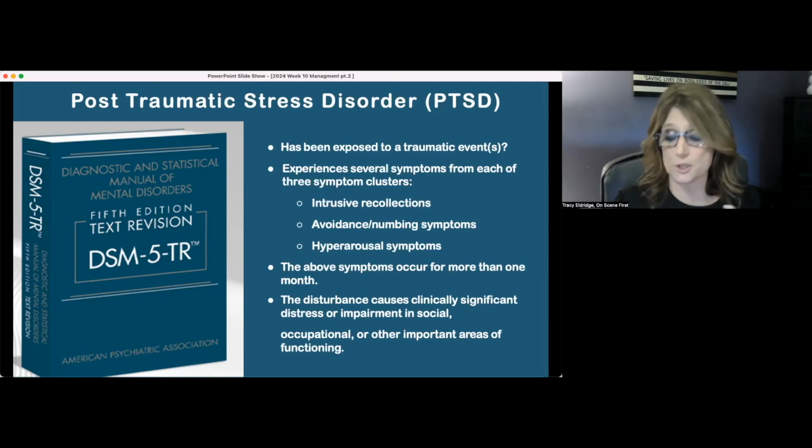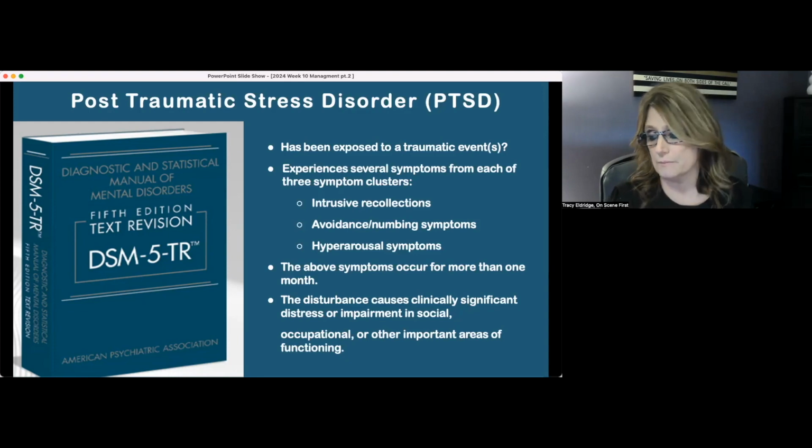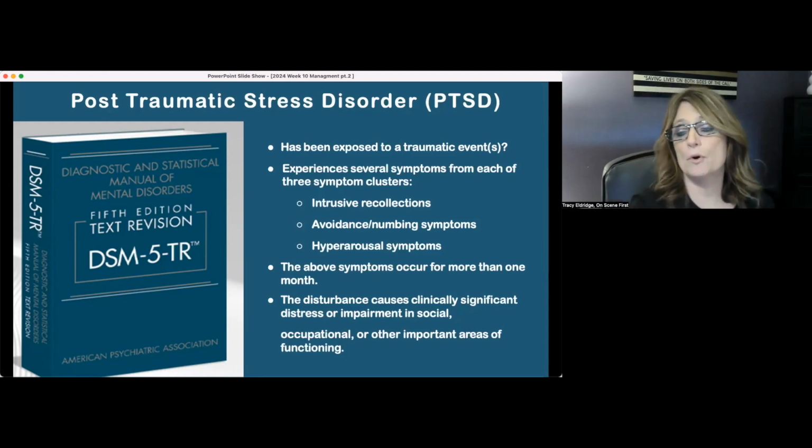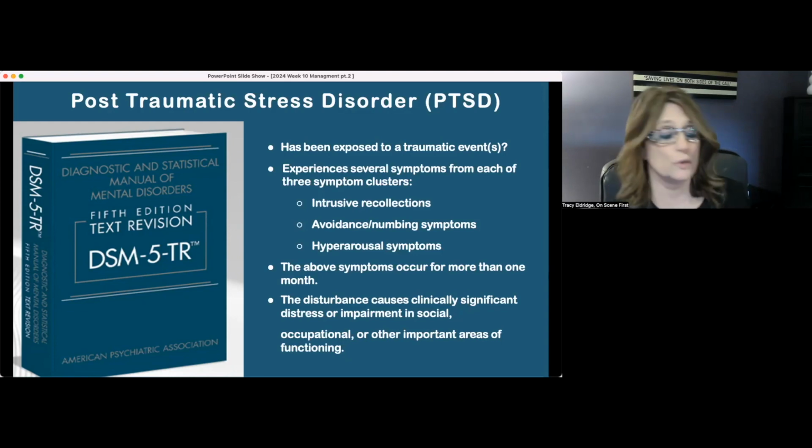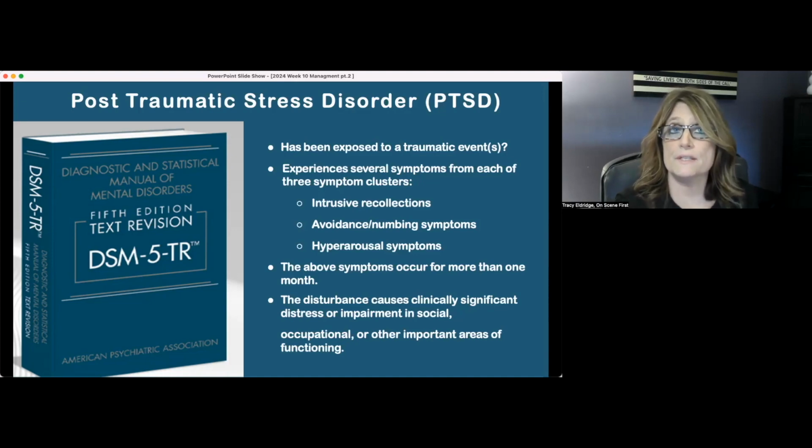That could be flashbacks, intrusive thoughts, bad dreams. The next group is avoidance and numbing symptoms. That could be physically avoiding places, or mentally and cognitively avoiding, using substances and behaviors. And then hyperarousal symptoms that can include feelings of being on edge, hypervigilant, anxiety, startle response, etc. And then these symptoms have to occur for over a month's time and be affecting your everyday life.